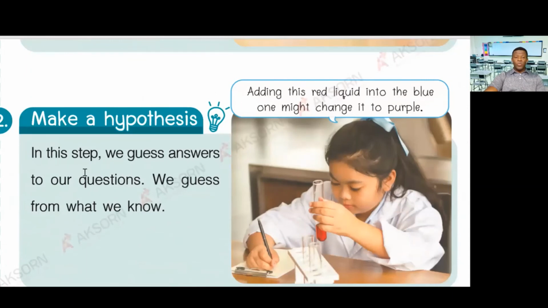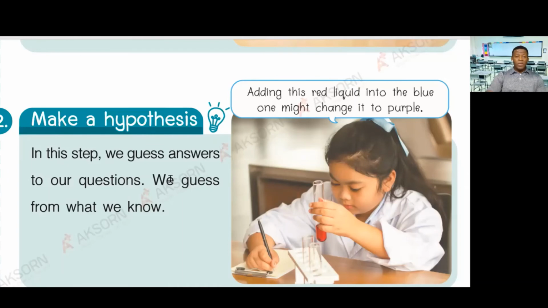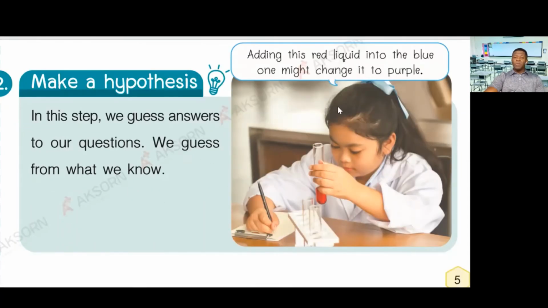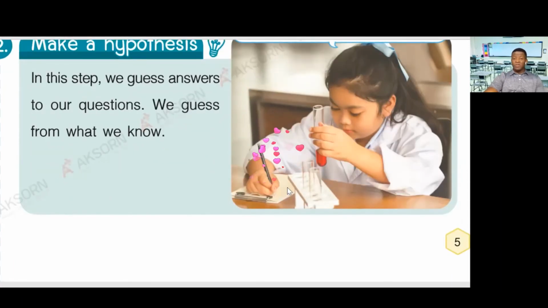Number 2, we make a hypothesis. Okay, let's continue. Number 2, we make a hypothesis. Adding this red liquid into the blue one might change it to purple. Is it possible or not? That is making a hypothesis. In this step, we get answers to our questions.